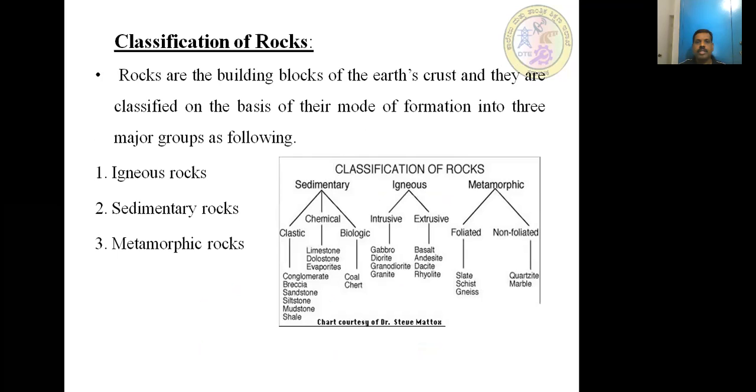Next, coming to classification of rocks. Rocks are the building blocks of the earth crust. So these are classified in various ways based on different principles such as physical classification, chemical classification, and geological classification. So here in geological classification, based on the mode of origin, rocks are classified into three types. They are igneous rocks, sedimentary rocks, and also metamorphic rocks.